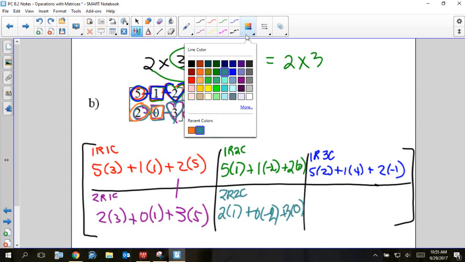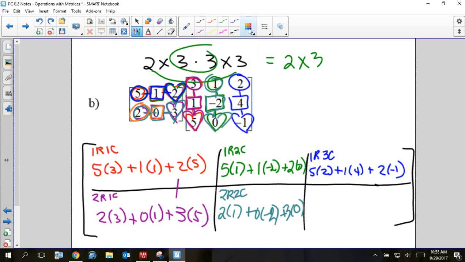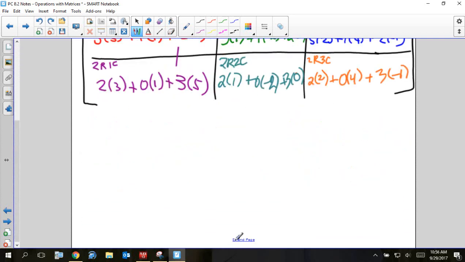All right, so that last one is second row, third column. You guys are getting this? So we got 2 times 2. Are you understanding what I'm doing? 0 times 4 plus 3 times -1. Okay. Then we just find our answers for the matrix.